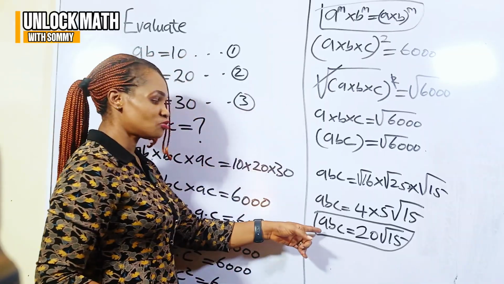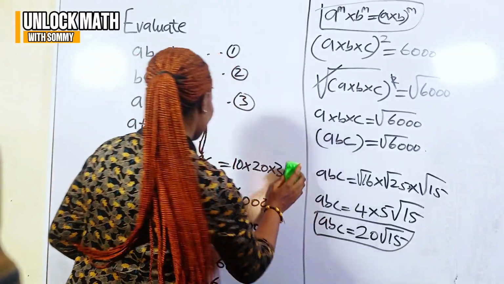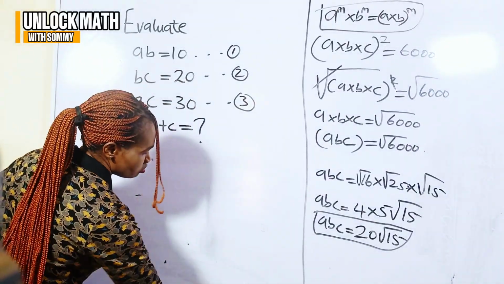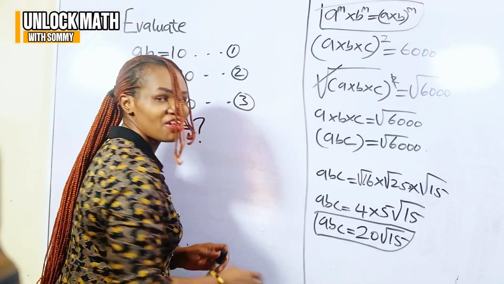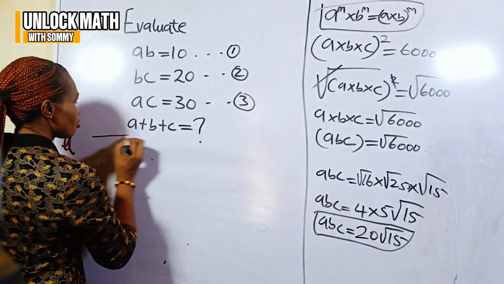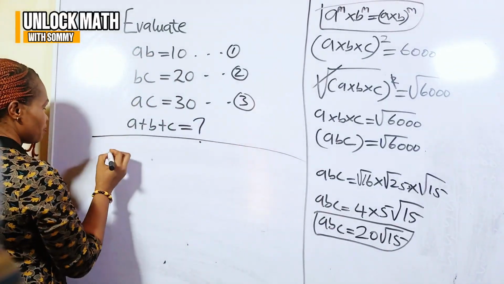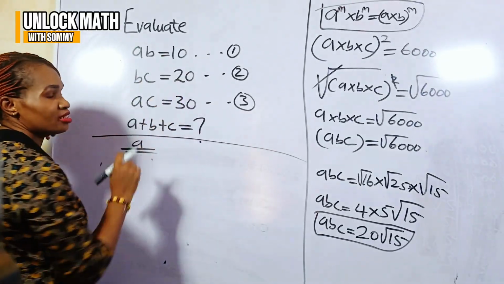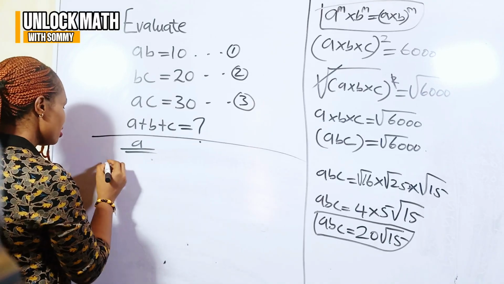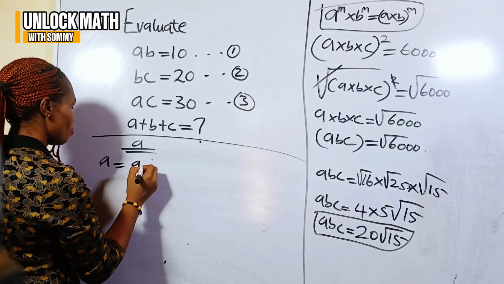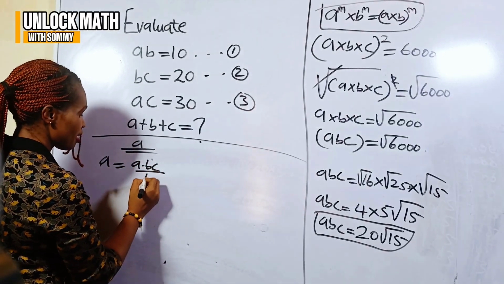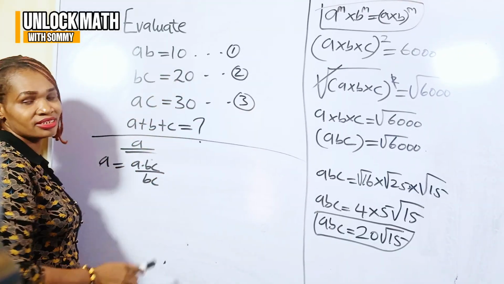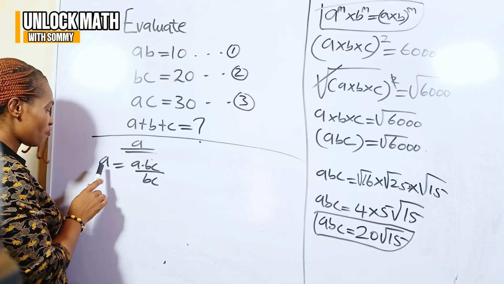So the next thing to do is to find our A. So now you see the reason why we took our time to find the value of ABC. So now let's find the value of our A. Remember, to find A here, A is the same thing as A multiply BC, all divided by BC. Remember, our AB is 10, our BC is 20, and our AC is 30.